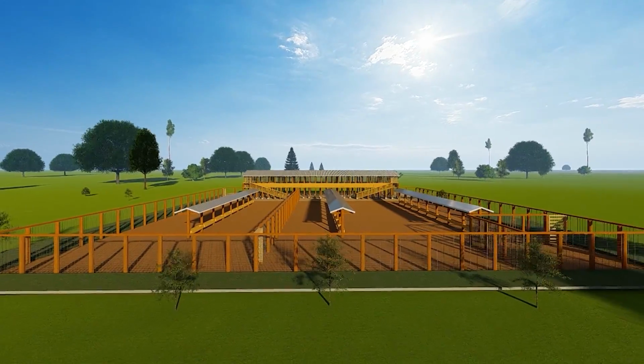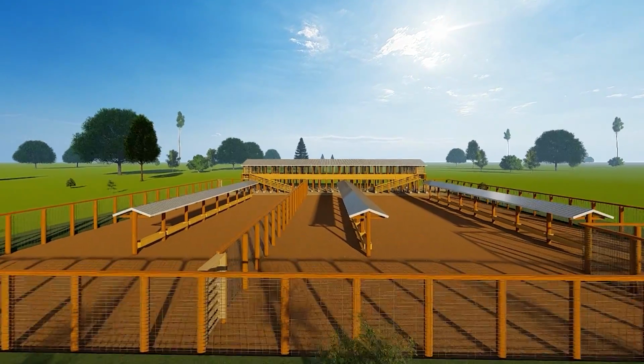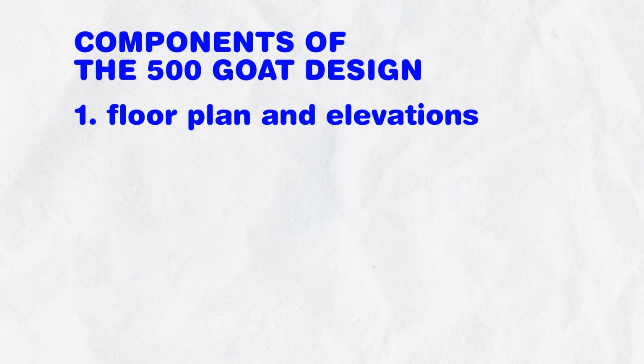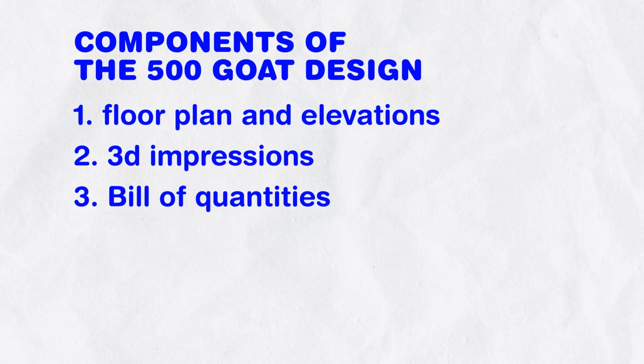So now, guys, you've seen that there is a difference between where the structure is going to be situated and the land that is required for the whole project. These are the components of this design. When we are giving it to you, you should expect to get the floor plan plus the elevations. Then you also get 3D impressions. You will also get a bill of quantities. Bill of quantities are the items that you're going to use during the construction.